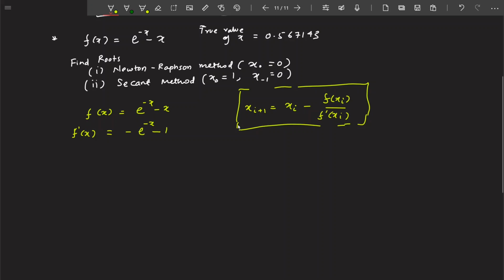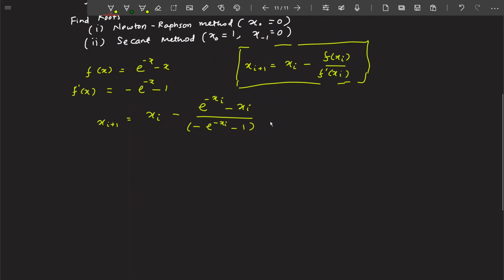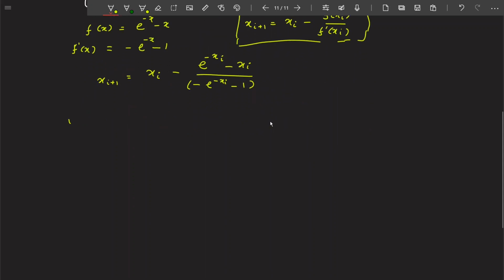Once you find this, you can substitute this value in the formula. So x_{i+1} is going to be x_i minus, and what is f(x)? e^(-x) - x. Since we are writing it for i, it is e^(-x_i) - x_i upon minus e^(-x_i) minus 1. I would follow a tabular method where the first column is going to be your iteration.